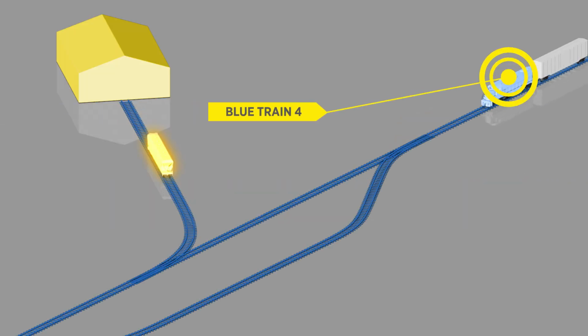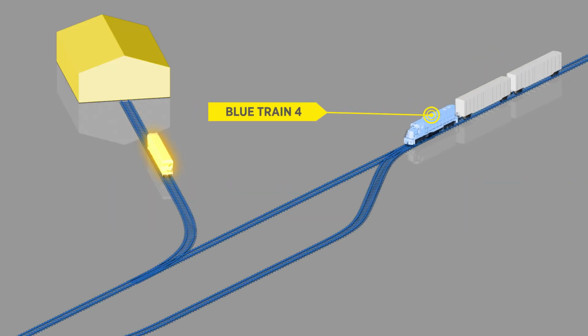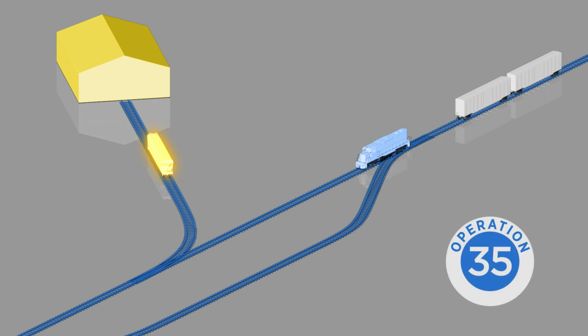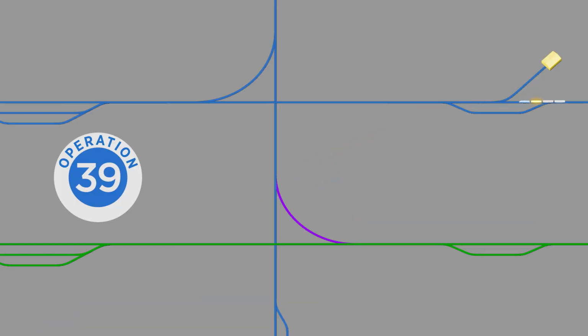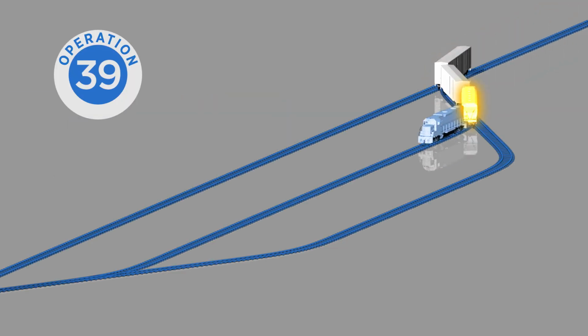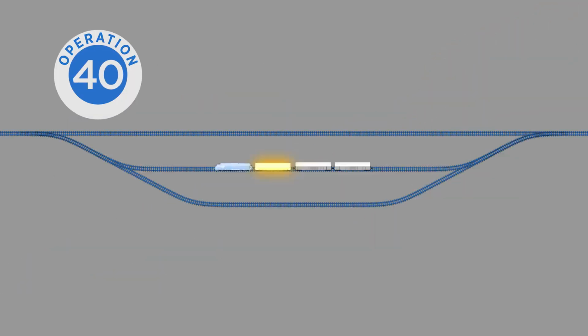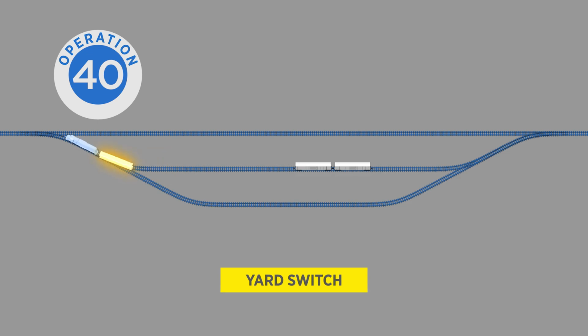Several days later, once the empty car has been loaded, Blue Train 4 uses an industry switch to retrieve the car from XYZ's tracks. With the loaded XYZ car in hand, Blue Train 4 begins to retrace its steps by moving the XYZ car back to Blue Yard West. In Blue Yard West, a yard switch adds the XYZ car to Blue Train 5, which serves Blue Yard East.